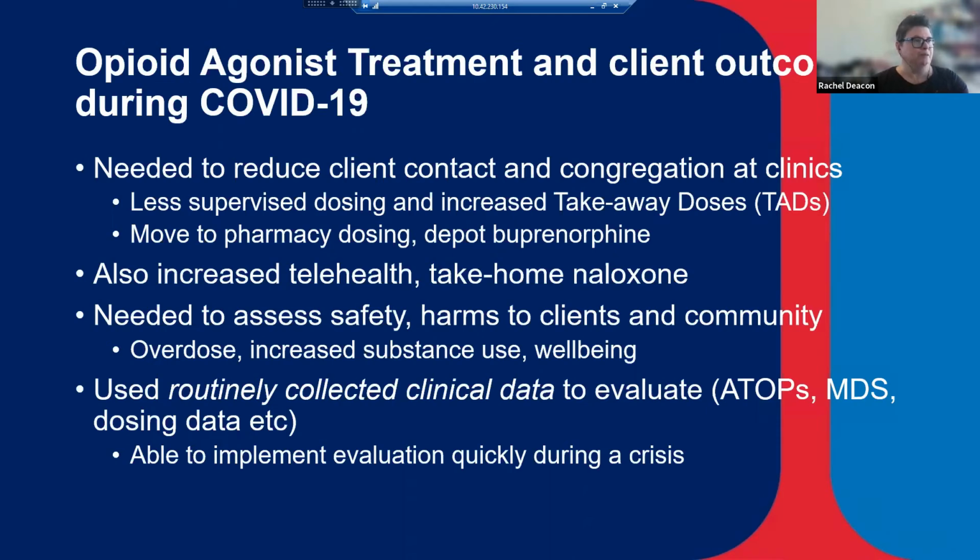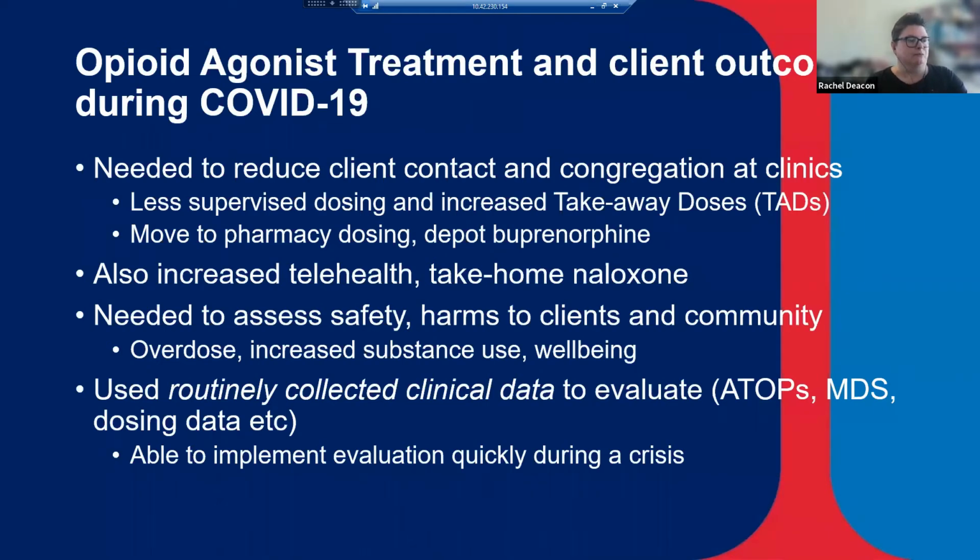Because we were already collecting routinely ATOPs and other clinical data for our OAT client group, we were able to use this routinely collected clinical data. We already had baseline or pre-COVID data available for most of our OTP clients. So we were able to implement an evaluation really quickly during a crisis where there was no time to set up a bespoke research study, and where there was no time to recruit clients to a study.